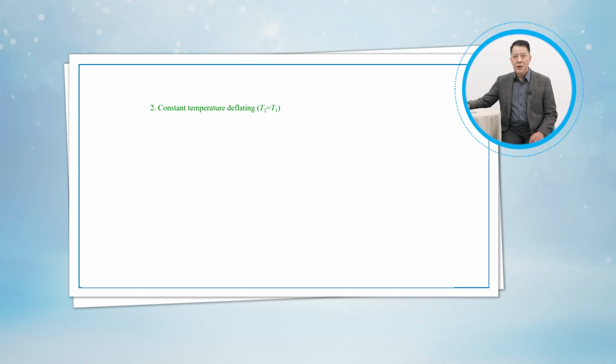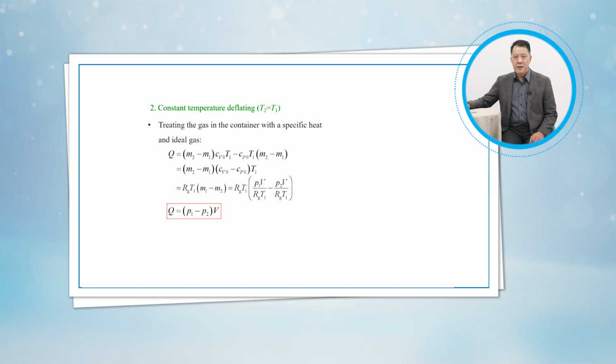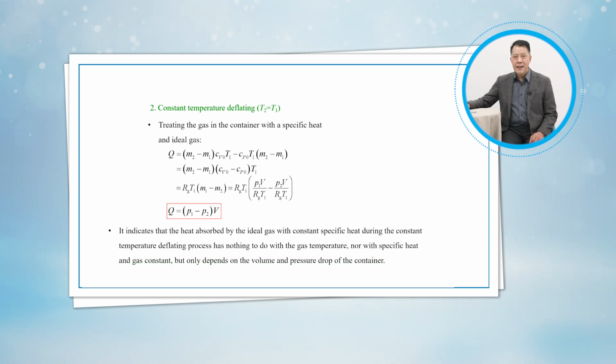Now, let's talk about the slow or isothermal deflating process. For the isothermal deflating, if the gas is treated as an ideal gas with a constant specific heat, then the general energy equation for deflating process, equation 8,106, is simplified as: it indicates that the heat absorbed by the ideal gas with constant specific heat during the isothermal deflating process has nothing to do with the gas temperature, nor with the specific heat and gas constant, but only depends on the volume and pressure drop of the container.